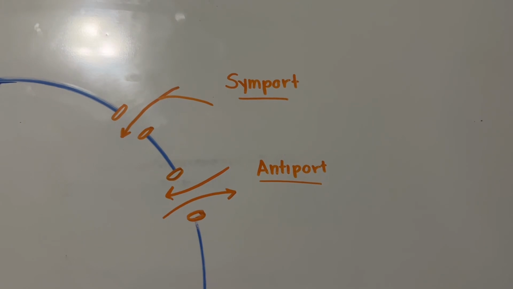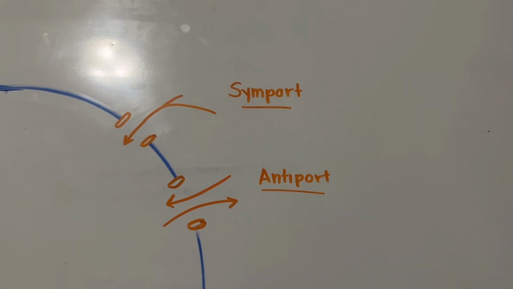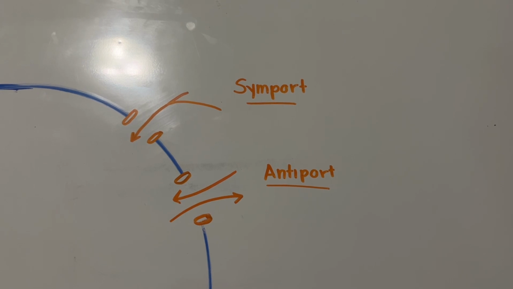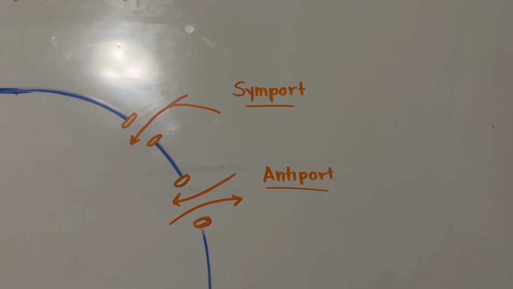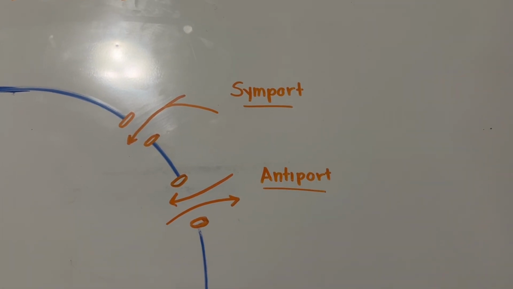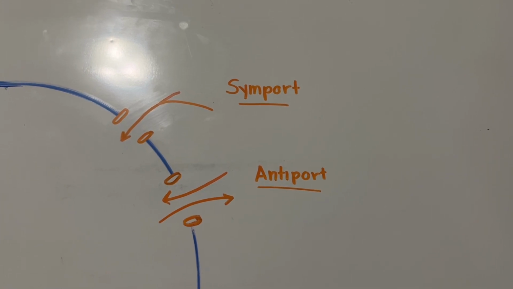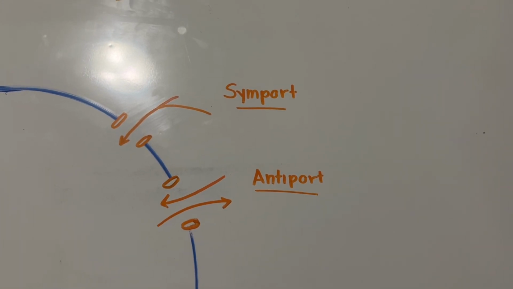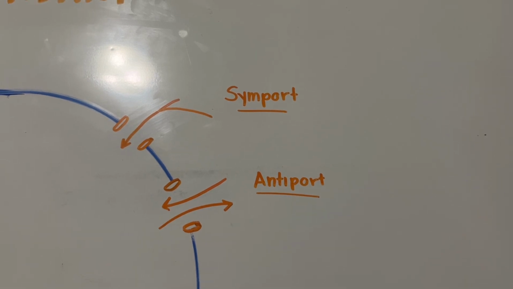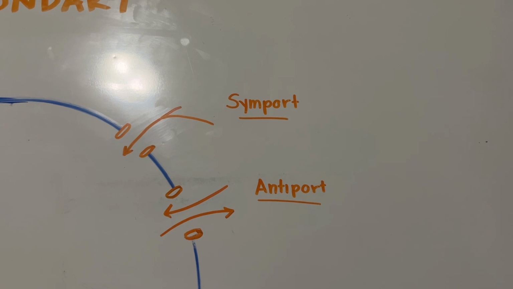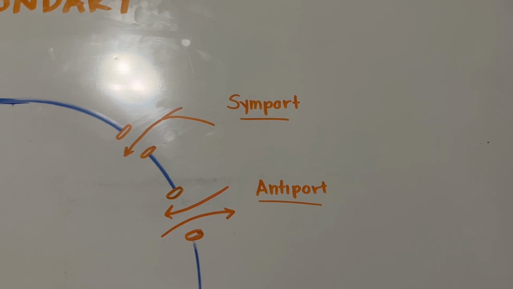Specificity: secondary active transporters are specific to the co-transported or counter-transported molecules from the primary active transport. Directions, there's two directions to go. We can have symport or antiport. Symport moves both substances in the same direction, while antiport is going to move them in opposite directions.